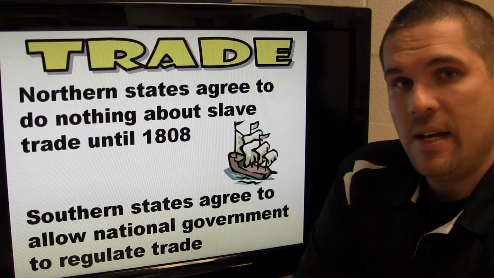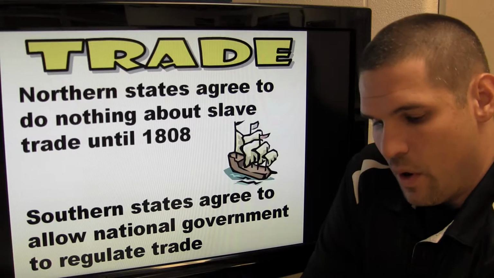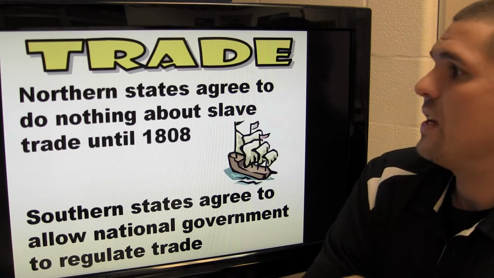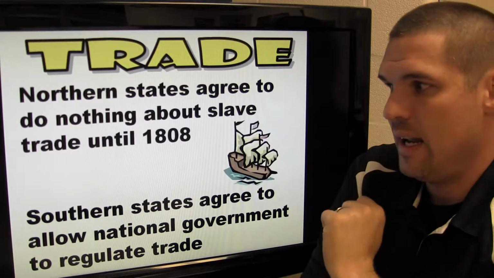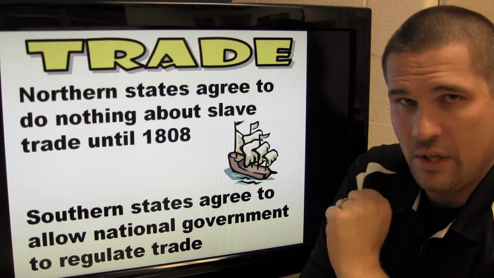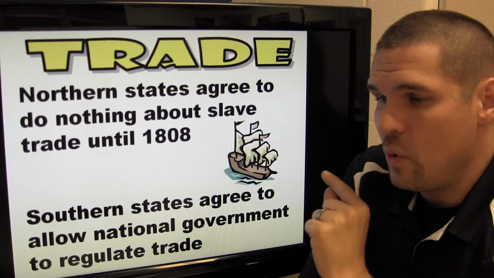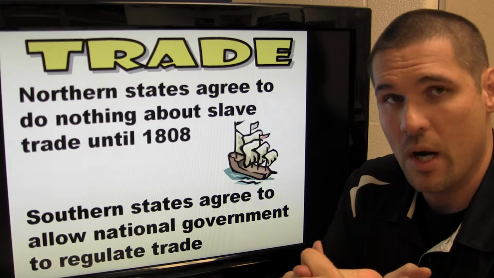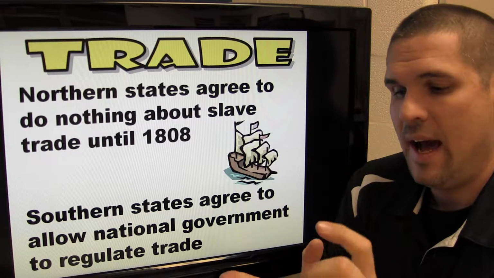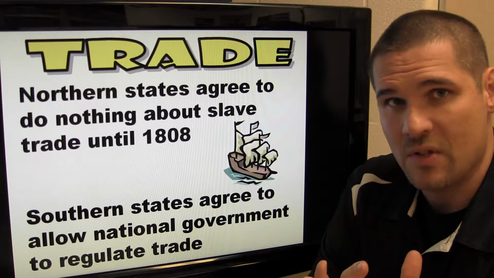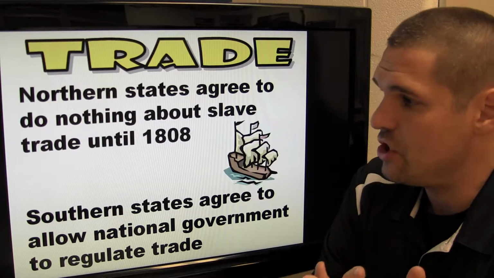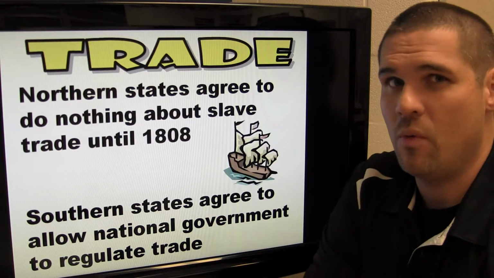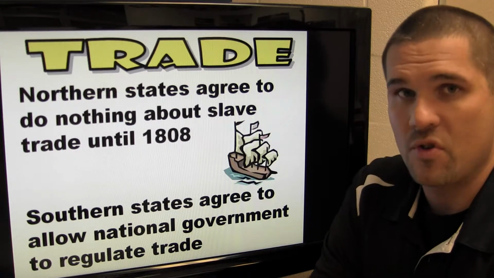All right, and another source of contention for these delegates at the convention was the slave trade. The northern states had agreed to do nothing about slave trade until 1808, 20 years later. It came to a point in the convention where the southern delegates, after they laid down the foundation for the Great Compromise, after they had laid down how they were going to count slaves for representation and for taxation, were about ready to walk out when the northern states said we should get rid of the slave trade. And the Southerners were ready to walk out.